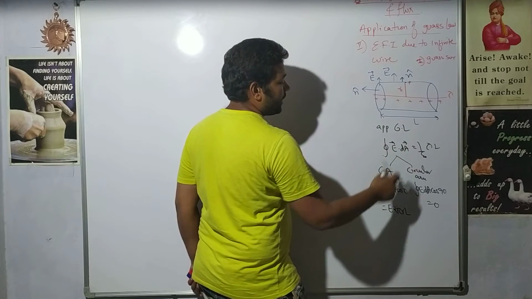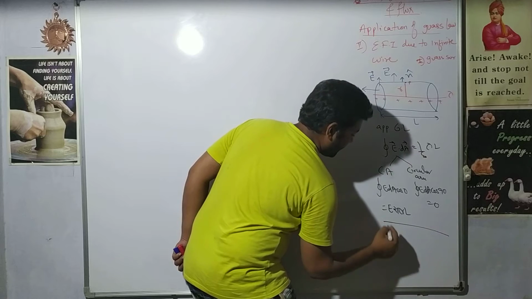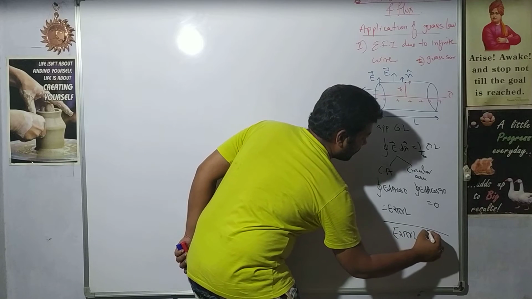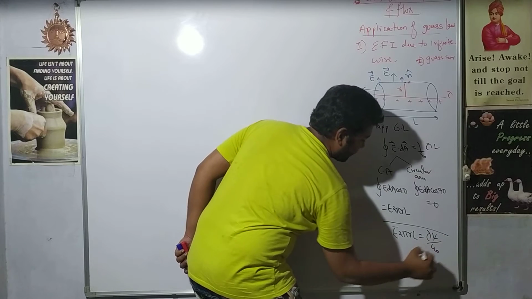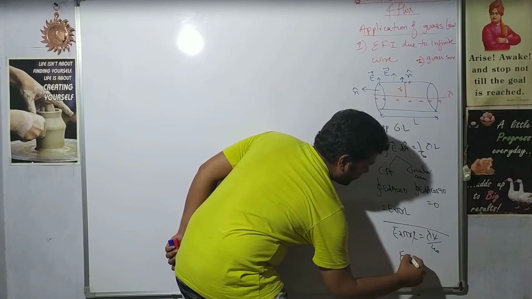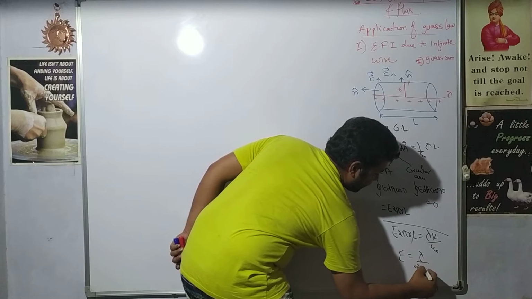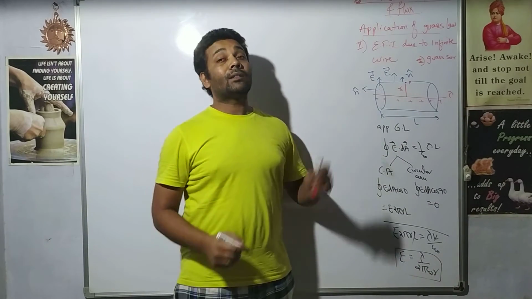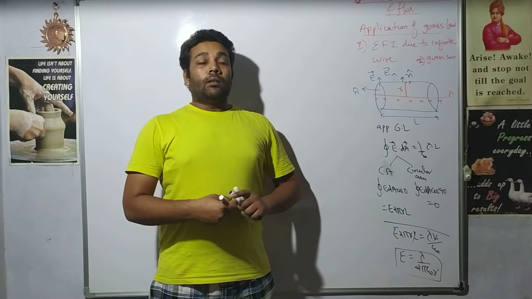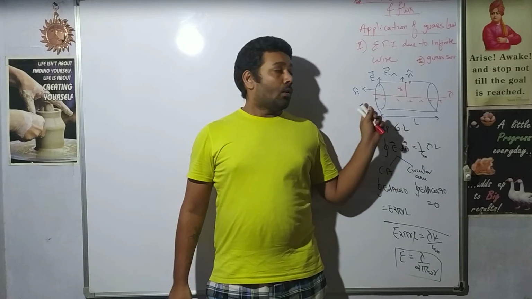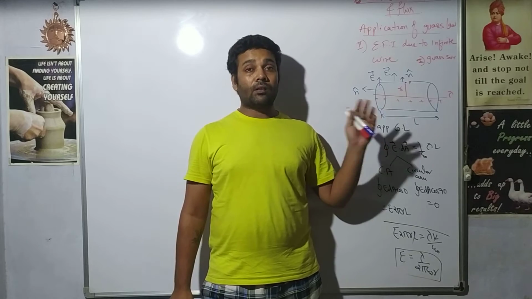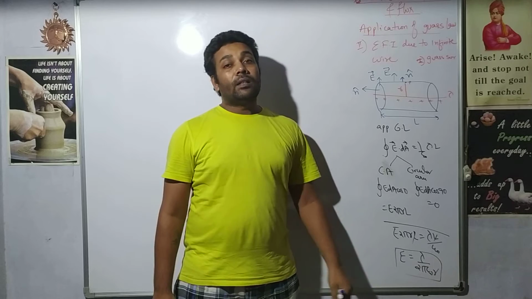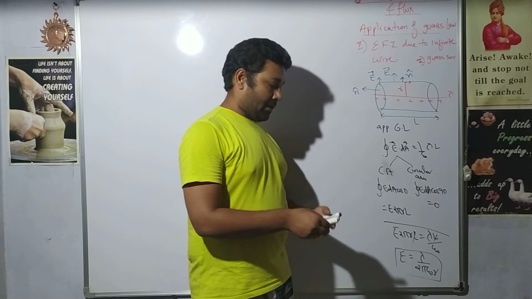Right? Now equating with this equation, E into 2 pi RL is equal to lambda L upon epsilon naught. L gets cancelled. Electric field is lambda upon 2 pi epsilon naught R. This is the electric field intensity due to an infinitely long wire. In the very beginning I said that the length of this cylindrical Gaussian surface doesn't make any difference. The electric field intensity is directly given by lambda upon 2 pi epsilon naught R.